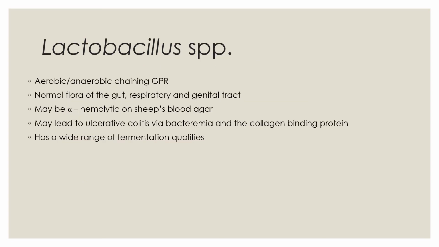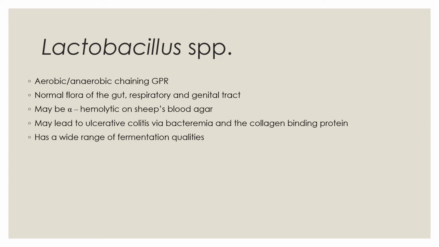Lactobacillus species is a chaining gram-positive rod, and you can find aerobic and anaerobic species of Lactobacillus. 90% of the time, this is normal flora, and I think of it as normal flora of the gut, the respiratory tract, and especially the female genital tract. It's Lactobacillus that keeps the vagina at a pH of 4.5 due to the production of lactic acid. It actually prevents females from getting yeast infections and other genital tract infections.